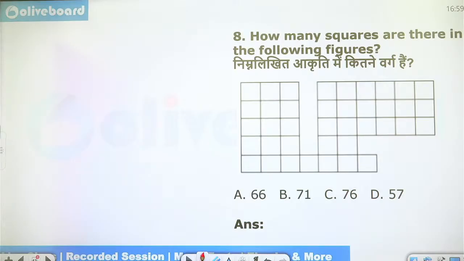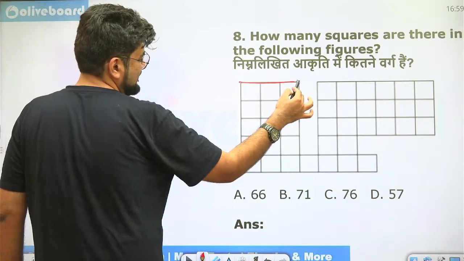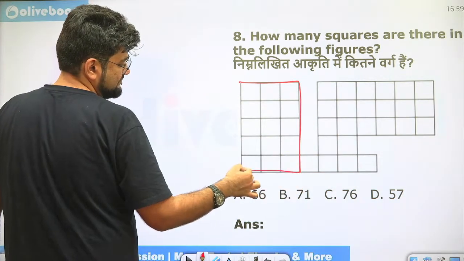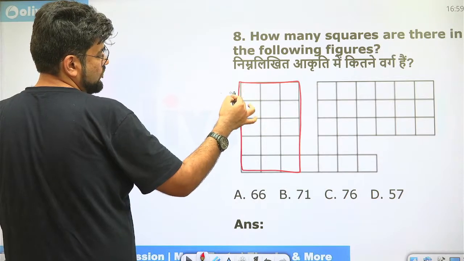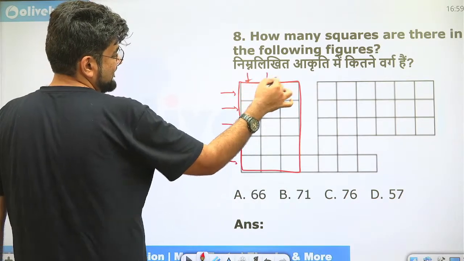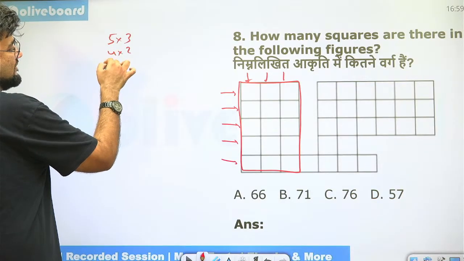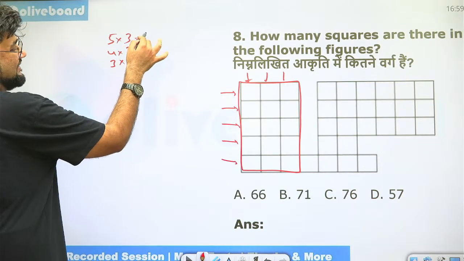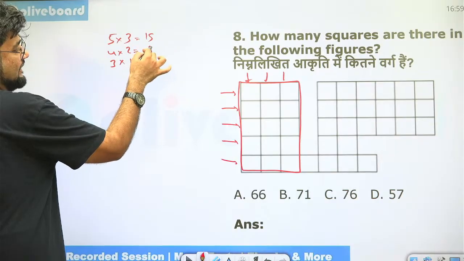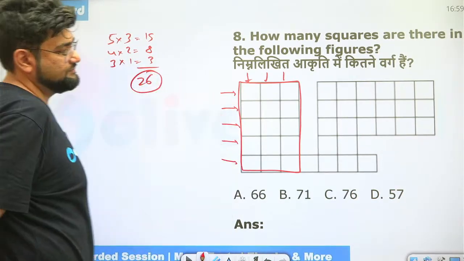See, again, we'll divide it into parts, right? So I'll take this grid individually. And what will I have here? 1, 2, 3, 4, 5 rows, 3 columns. 5 into 3, 4 into 2, 3 into 1. How much do I have? 15, 8, 3. So 26 squares I have in this figure.